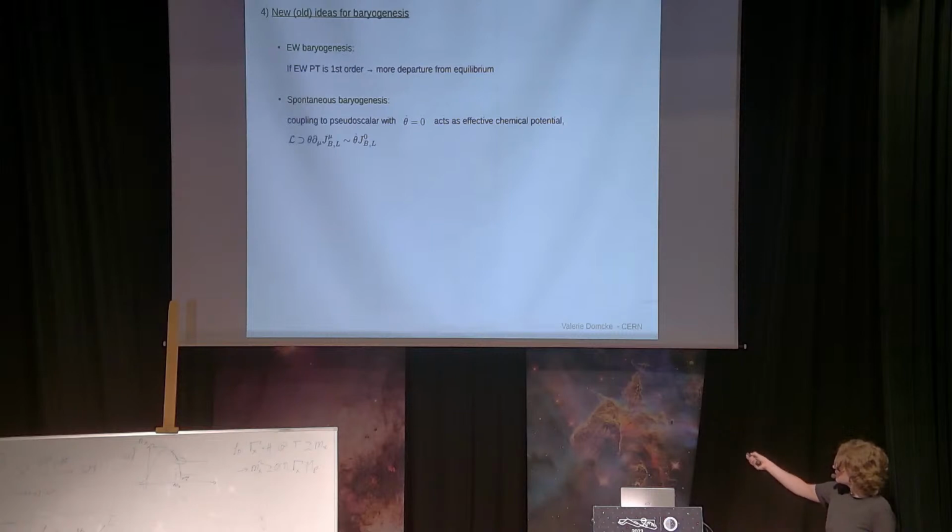So the interpretation is that a rolling axion-like field acts as a chemical potential, meaning if I now simply have some thermal bath, the thermal abundances in this thermal bath will be different for particles and antiparticles by this effective chemical potential theta dot.